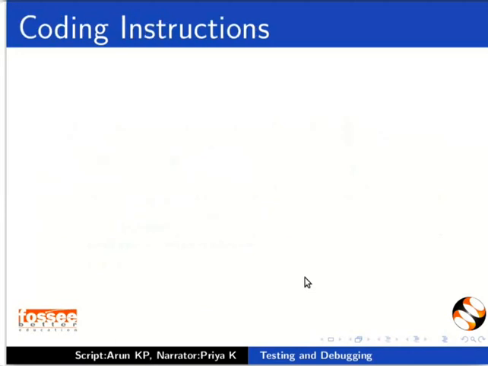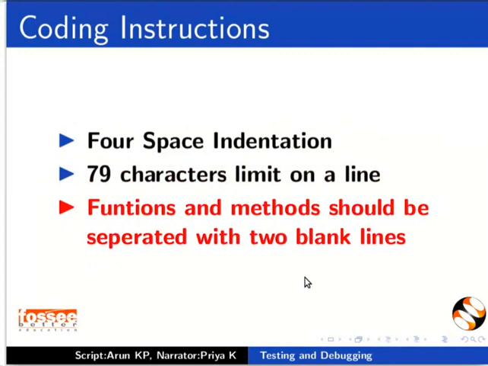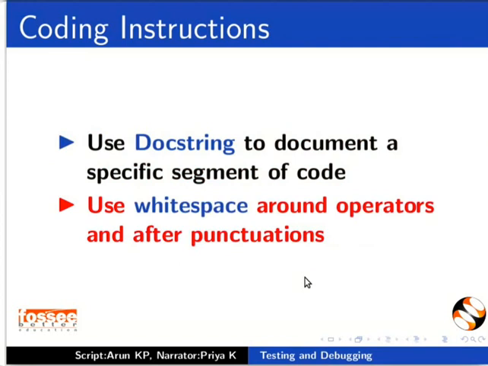Also, one should keep in mind the following things while writing a code in Python. 4-space indentation, 79 characters limit on a line. Functions and methods should be separated with 2 blank lines. Use docstrings to document a specific segment of code. Use whitespace around operators and after punctuations.